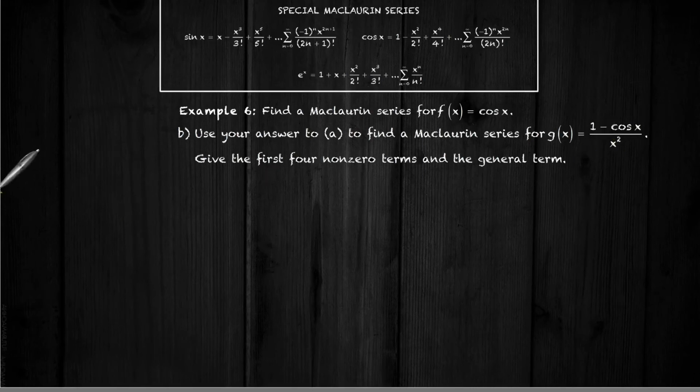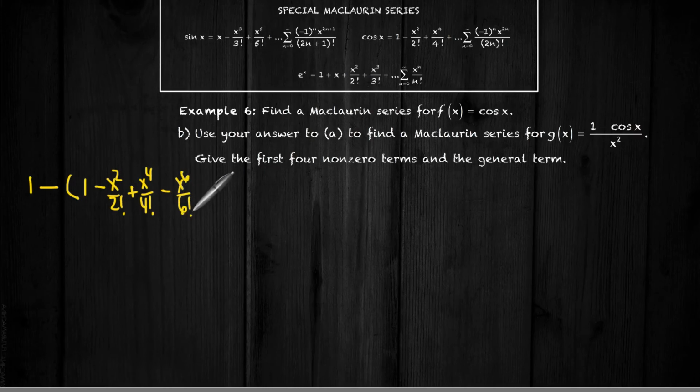So we're going to take the first 4 terms of our cosine series and we're going to do 1 minus those. So we will write 1 minus parentheses the first 4 terms of the cosine series. So that's going to be 1 minus x squared over 2 factorial plus x to the 4th over 4 factorial minus x to the 6th over 6 factorial. And we're going to take that and we're going to divide that by x squared.